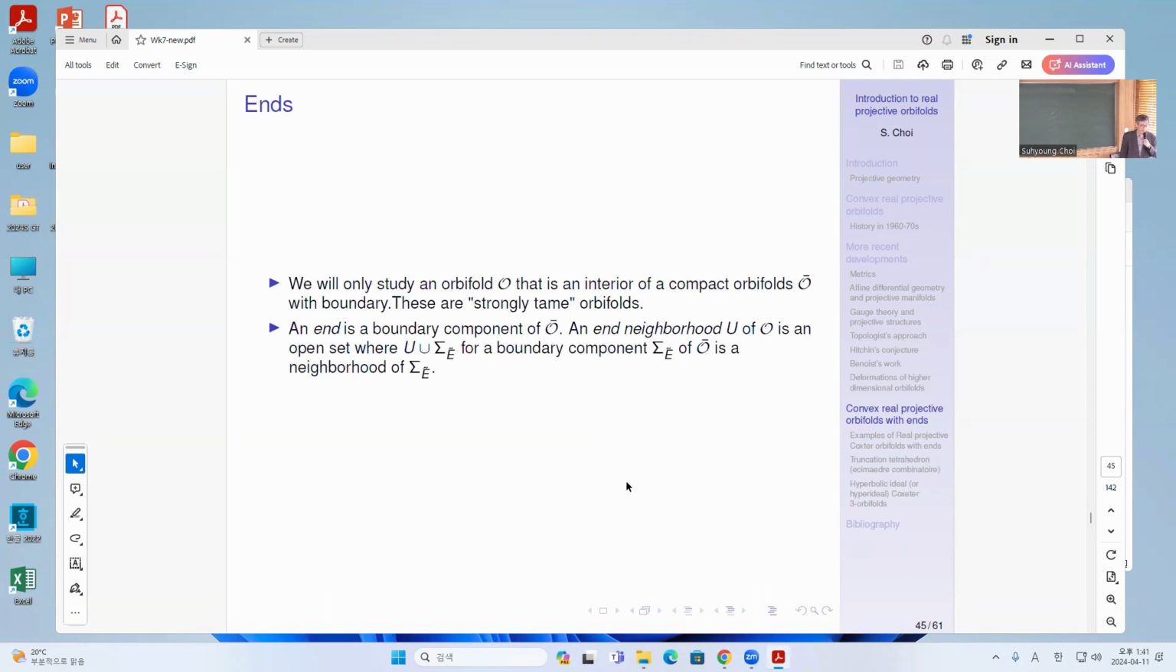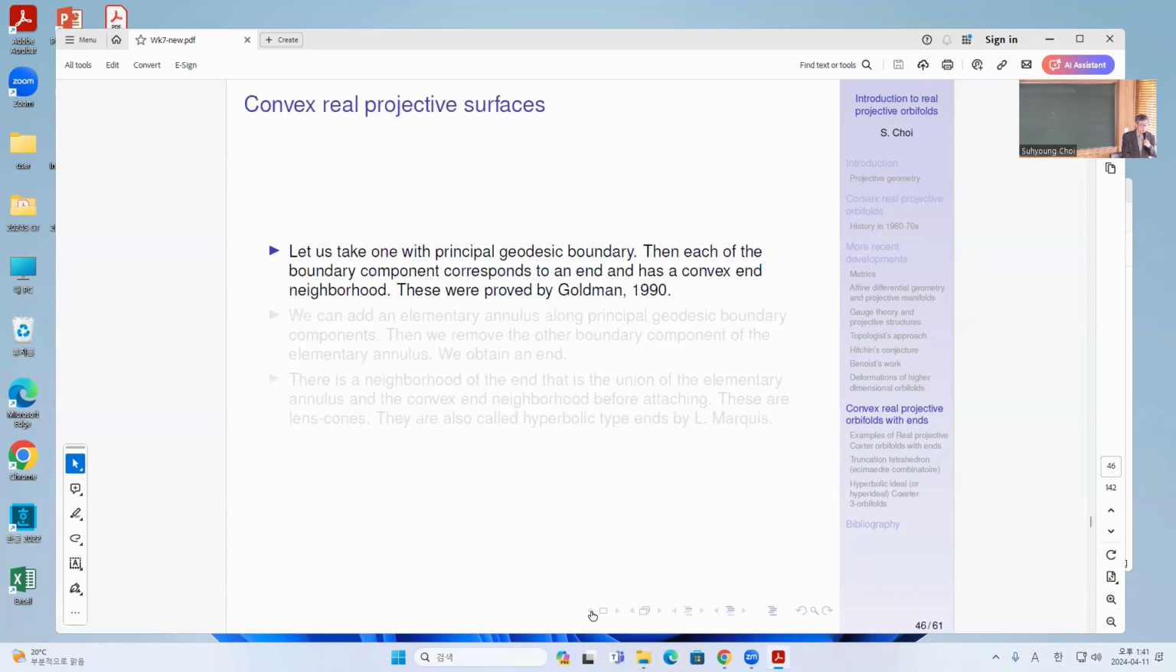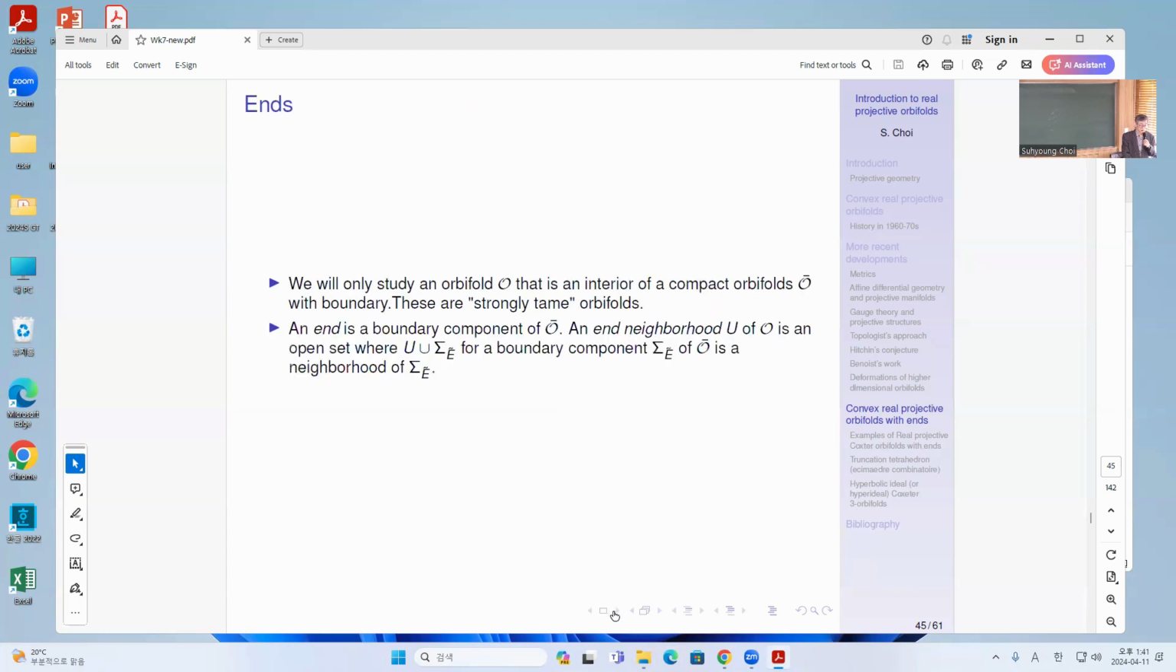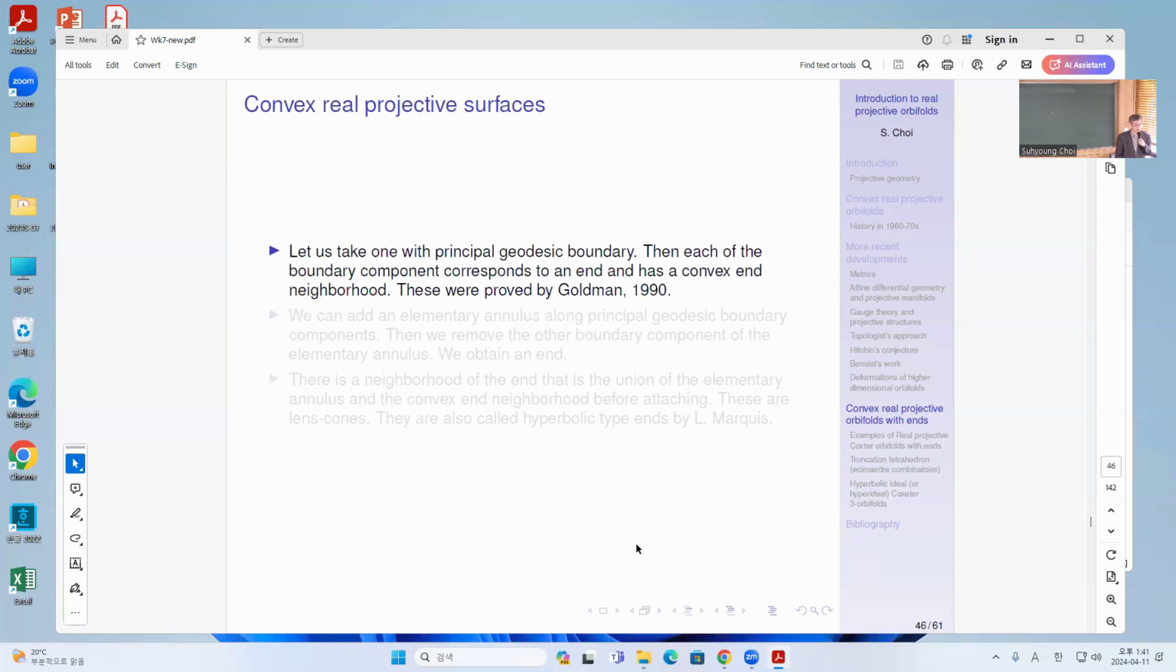So an end is a boundary component of the orbifold. In this case, we just use this definition, but there is a more formal definition. An end neighborhood is an open set U where U union this Sigma E, for a boundary component Sigma E, is a neighborhood of this Sigma E. So you can take that kind of approach.